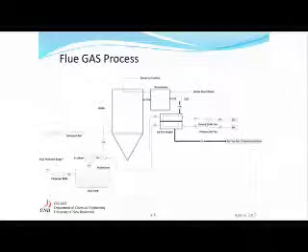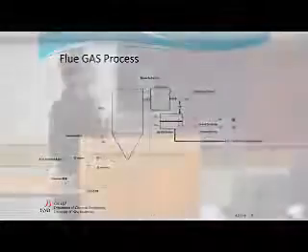The flue gas stream has been outlined in this dark black line in order to emphasize the point that it is the main stream that we are focusing on to generate the future products.